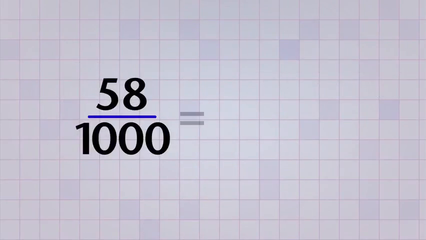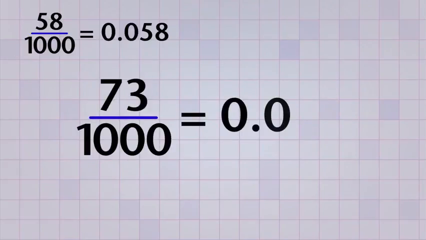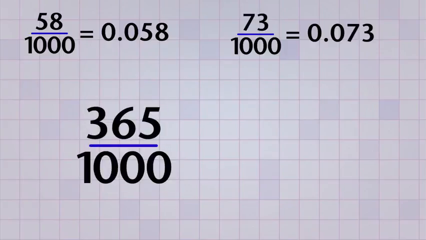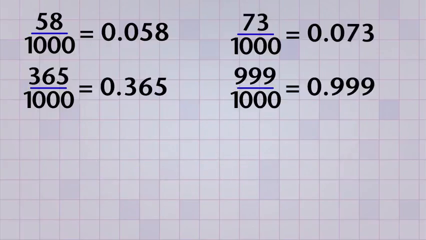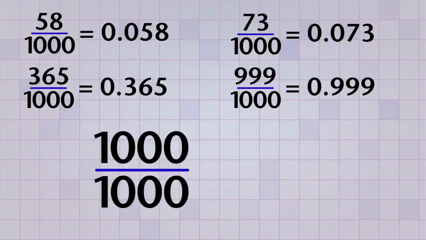58 over 1,000 is 0.058. 73 over 1,000 is 0.073. 365 over 1,000 is 0.365. And 999 over 1,000 is 0.999. And finally, what do you think we'd get if we converted 1,000 over 1,000? Right again, 1,000 over 1,000 is just a whole, so its value would be 1.